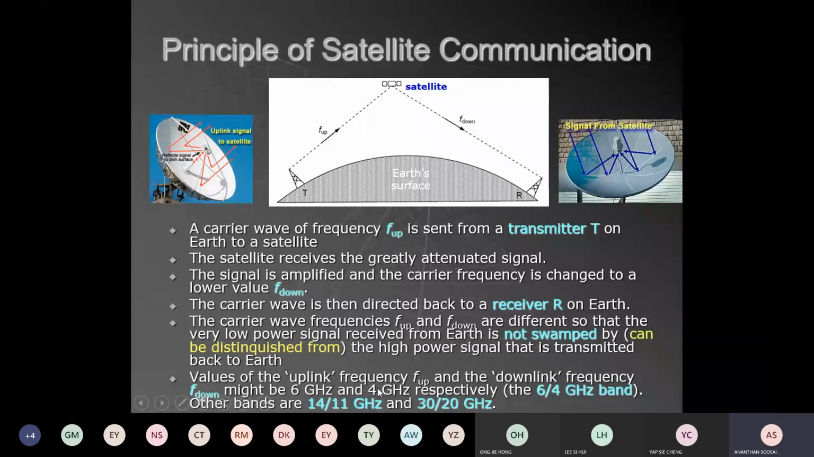Values of uplink and downlink frequency might be 6 gigahertz and 4 gigahertz respectively. One past year they asked to give an example of what up frequency and down frequency to be used. So far they use three types: 6 and 4, 14 and 11, 30 and 20. You have to memorize these frequencies. This is the frequency pairs that have been used in satellite transmission.